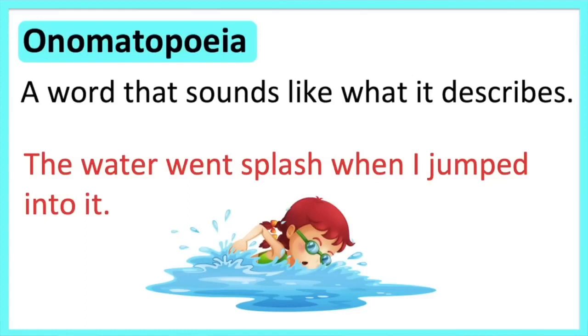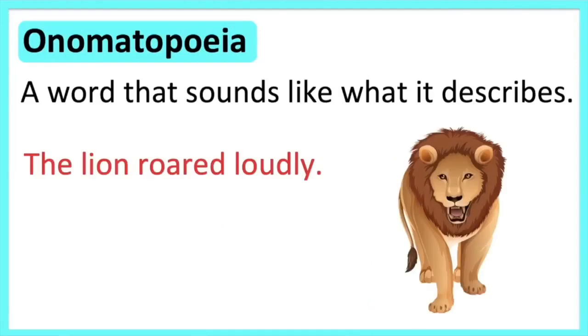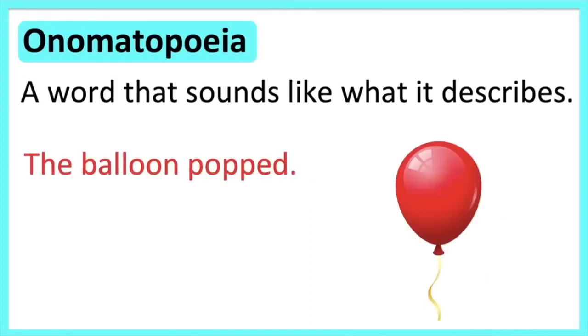The emphasis is on the sound the water makes. Splash. This is the onomatopoeia. The lion roared loudly. The onomatopoeia is roared. This emphasizes the sound the lion makes. Another example is the balloon popped. The onomatopoeia in this sentence emphasizes the sound the balloon makes.